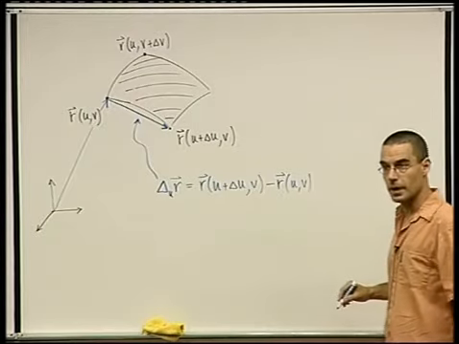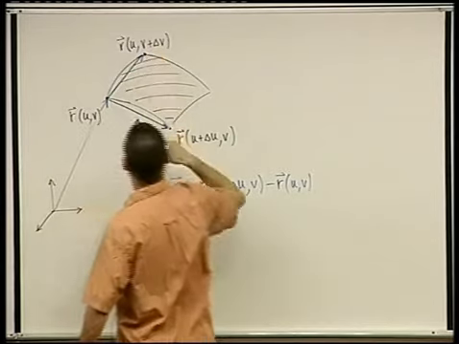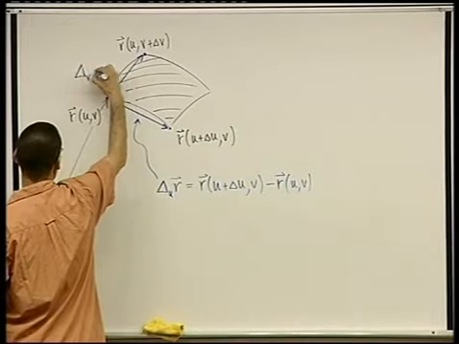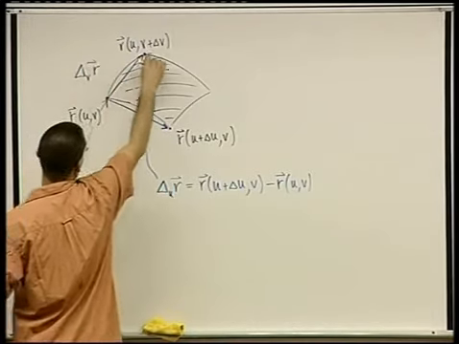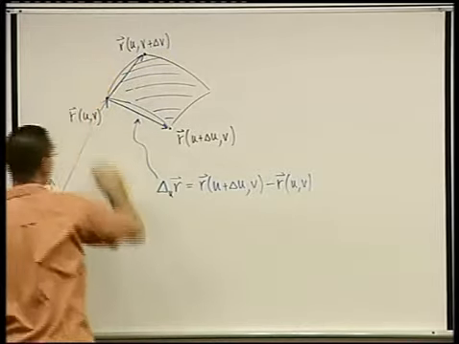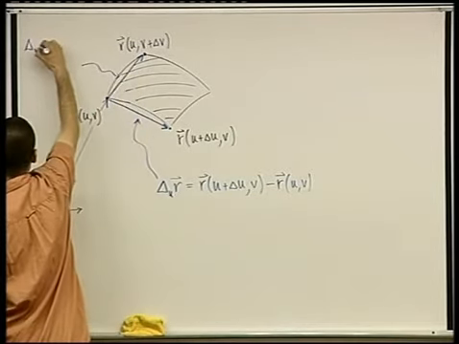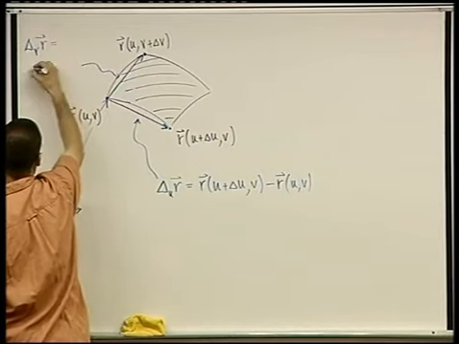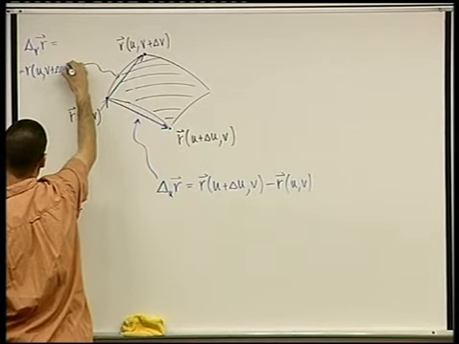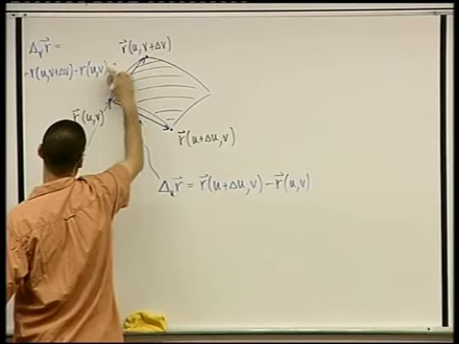Do you agree? And likewise, there's going to be a vector here, which is the difference of these two, and we're going to call it delta sub v of r, because the difference is in the v coordinate. So this thing is delta sub v of r, which is r of u, v plus delta v minus r of u, v.